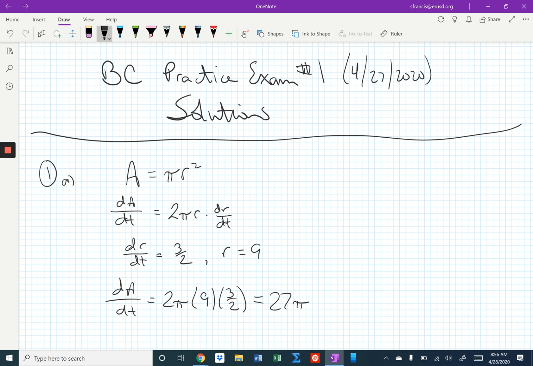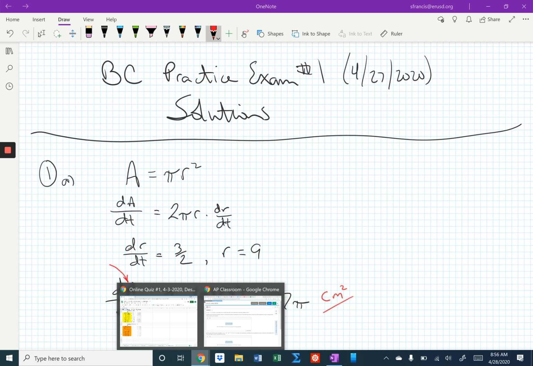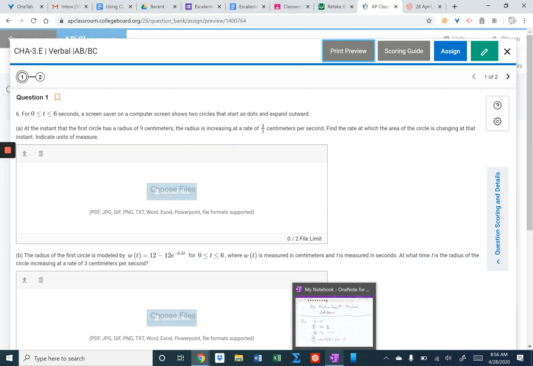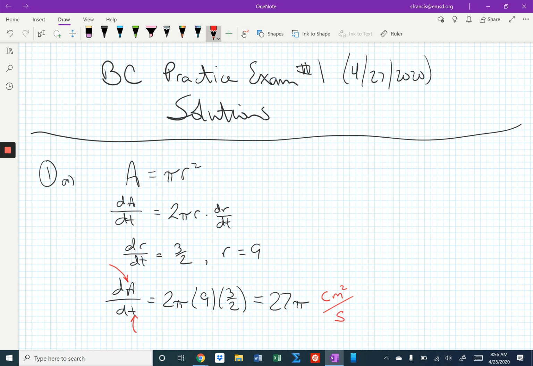And then it does say indicate units of measure. Some of us got this wrong because we weren't paying really close attention. You have to look at this ratio: on top we have area, and on the bottom we have time. The units of measurement were in centimeters, so area is going to be measured in centimeters squared, and the time is, let me go back and take a quick look, per second. So this is going to be centimeters squared per second. Look at the area in that ratio when you're answering a question like that.